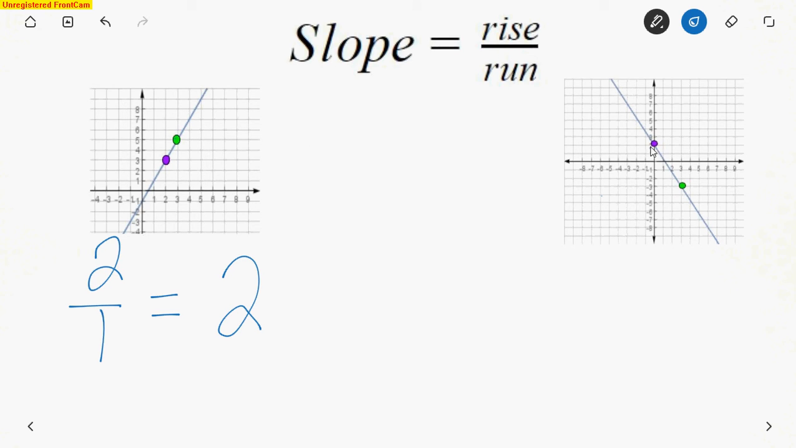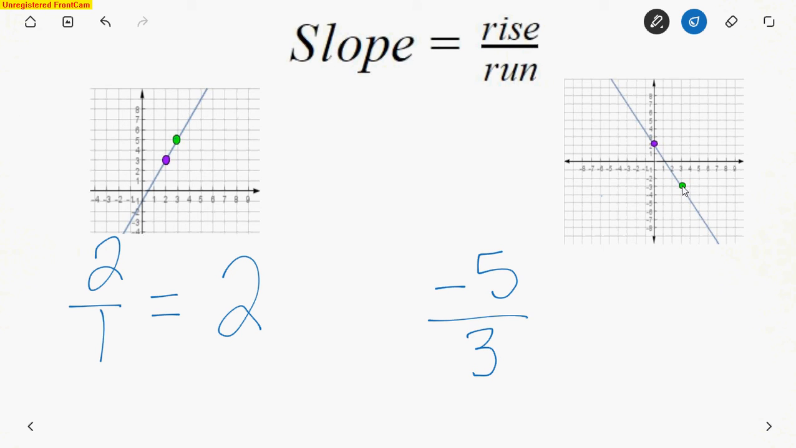Our second graph, to get from our purple point to our green point, we count down towards the negatives, 1, 2, 3, 4, 5, and then over to the right, 1, 2, 3. Now, since we went down towards the negatives, instead of just saying 5, we have to say negative 5 over positive 3 because we went towards the negative 5, then we went towards the positive 3.